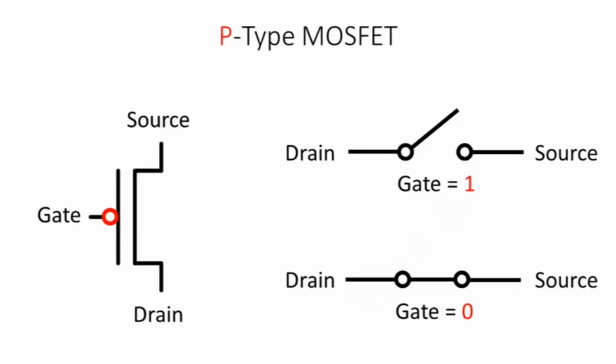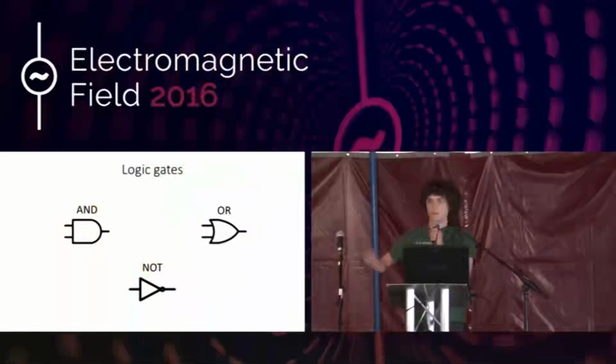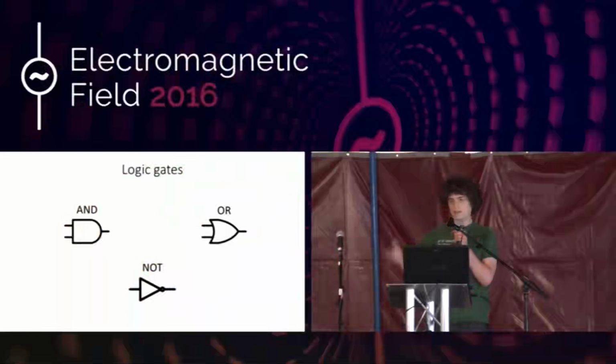So now we have this transistor, so we can switch signals with them, and we have to use this in some way to make logic. So we do that by making logic gates, and we will discuss the three main important logic gates during this talk. That is the AND gate, the OR gate, and the NOT gate.